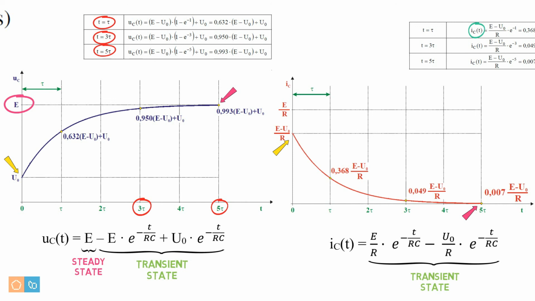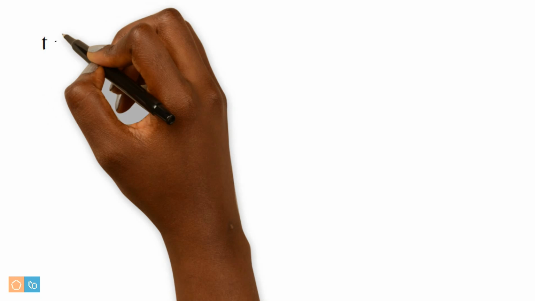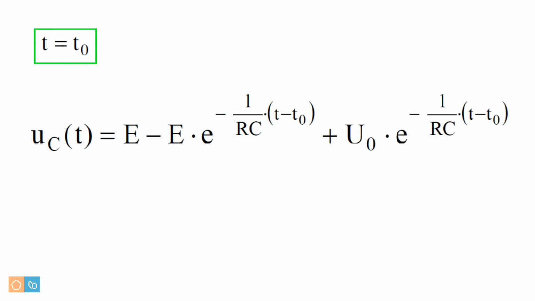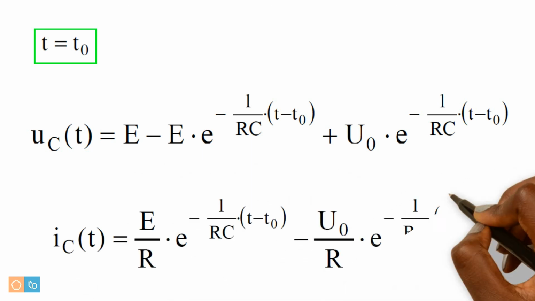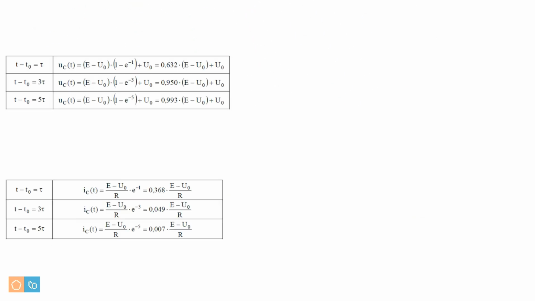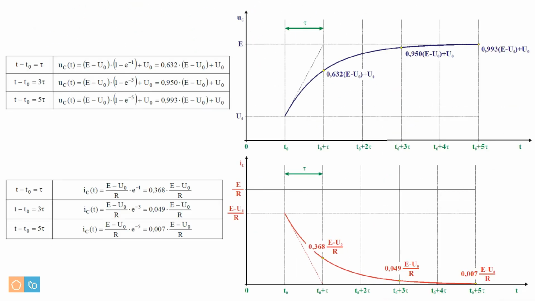But let's take a look at another situation. If the switch K is closed at an instant t equal to t0 instead of at a time 0, we use the same line of thought, with only a few tweaks. The voltage on the capacitor will be defined by this expression, and the current through the capacitor by this one. Therefore, the graphs obtained will be the following, where it is shown that the capacitor begins to charge only from the moment t0 instead of at time 0.